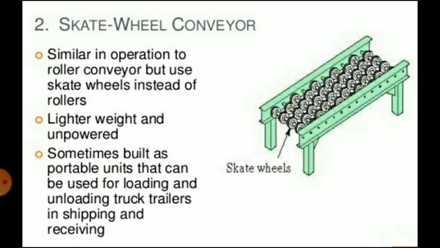Then second is skate wheel roller conveyors. These are similar in operation to roller conveyors. Instead of rollers, they use skate wheels rotating on a shaft. These are lighter in weight than roller conveyors. Because of their light weight, skate wheel conveyors are sometimes built as portable units that can be used for loading and unloading truck trailers at shipping and receiving docks at factories and warehouses.